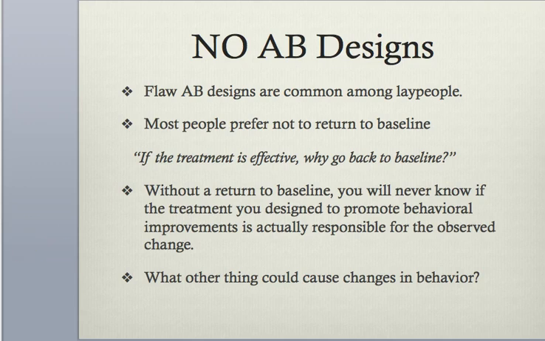It can be something that happens in the family. It could be a new medication. It could be maturational. It could be developmental changes. It could be many things. And unless we determine empirically that it's the treatment program that we have developed and put into place, then we don't know whether what we're doing is actually effective.